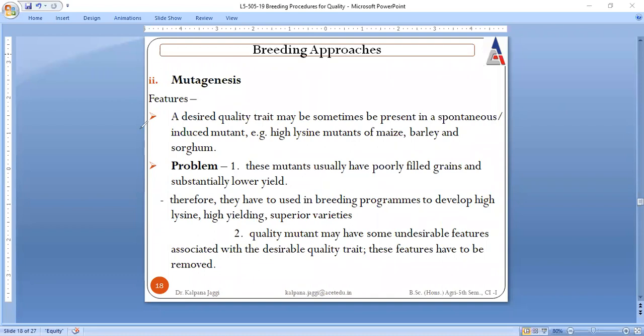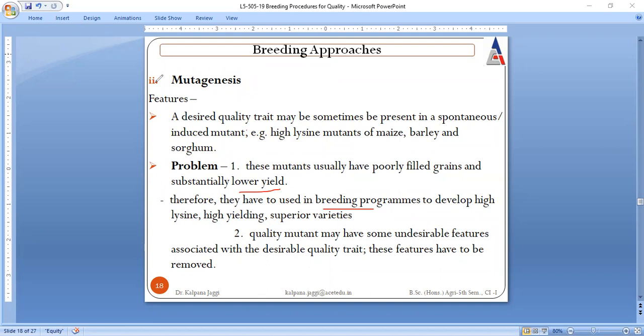But when we go for mutations, certain problems come in the mutants, like the mutants have poorly filled grain and they give lower yield. Therefore, just as we combined breeding efforts along with the germplasm, here also we need to use breeding programs so that we can develop high lysine, high yield, and superior varieties.